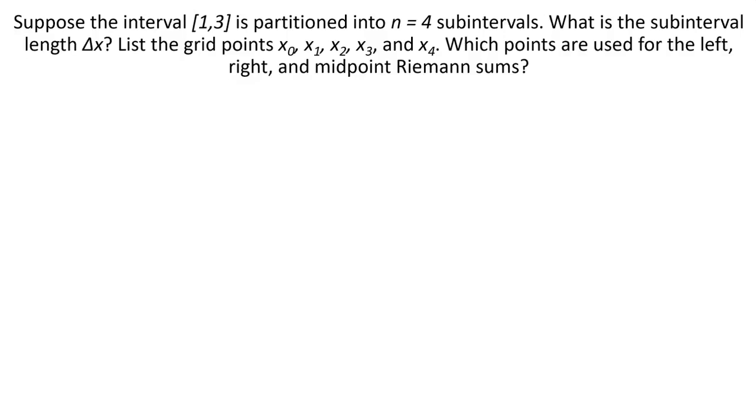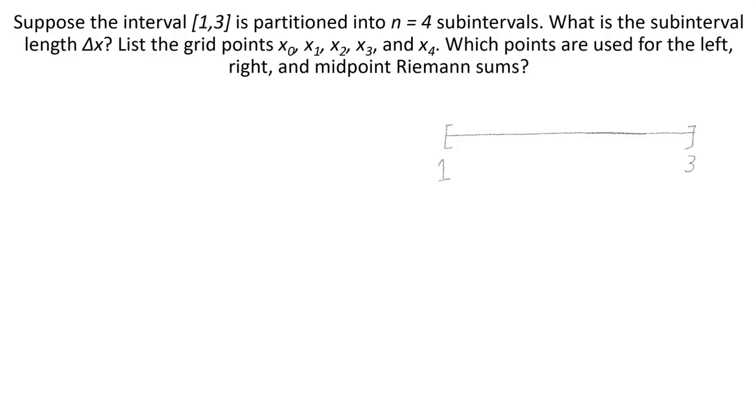All right, let's take a look at this problem. Suppose the interval from 1 to 3 is partitioned into n equals 4 subintervals. So the interval from 1 to 3 is our interval of interest for this particular problem, and we want to partition that into n equals 4 subintervals. And the first question is, what is the subinterval length, delta x?